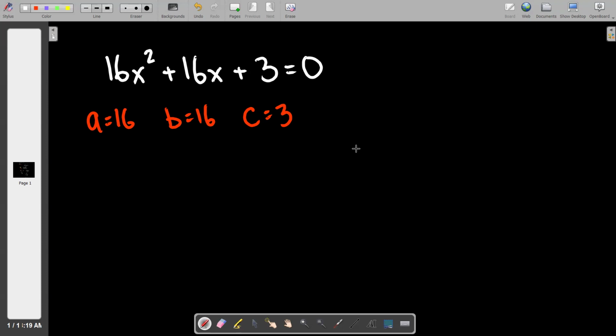So let's begin. X equals what goes first? -16 plus or minus a big long square root sign. What goes first inside the square root? B squared, which is what? Certainly not 32. 256. B squared is 16 squared. So that's what the calculator's for. A lot of you probably don't have that memorized yet.